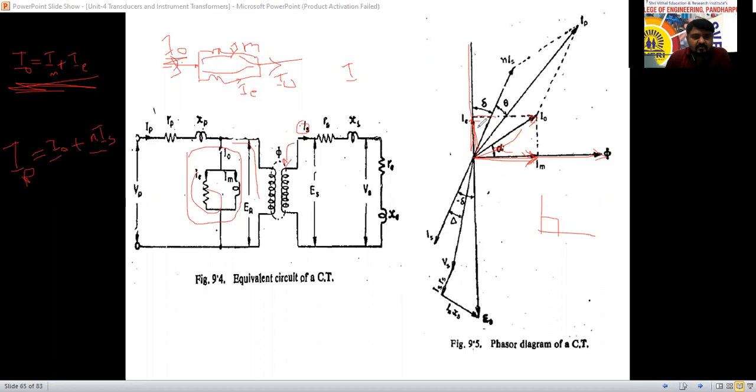So up to here it is clear: IM, IE and I naught here. Is it clear? Yes or no? Hello. Good everyone. I am asking you people only. Is it audible? Audible like that? Anybody please reply? Yes, sir. Yes.